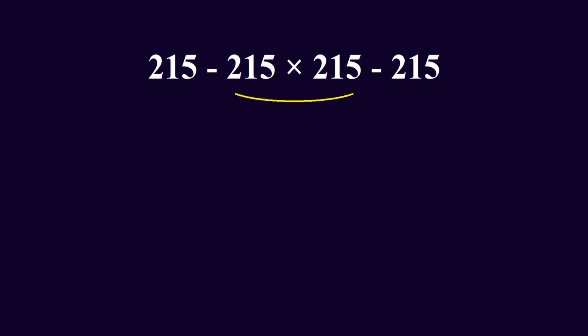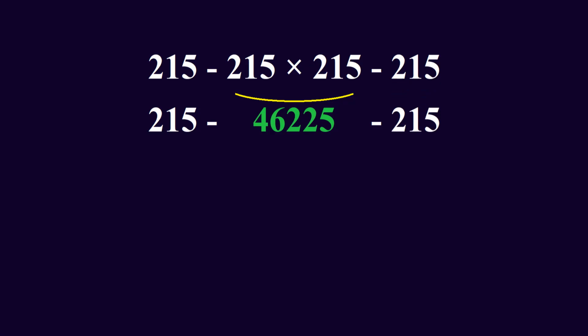215 times 215 equals 46,225. So we have 215 minus 46,225 minus 215, and we have two subtractions.